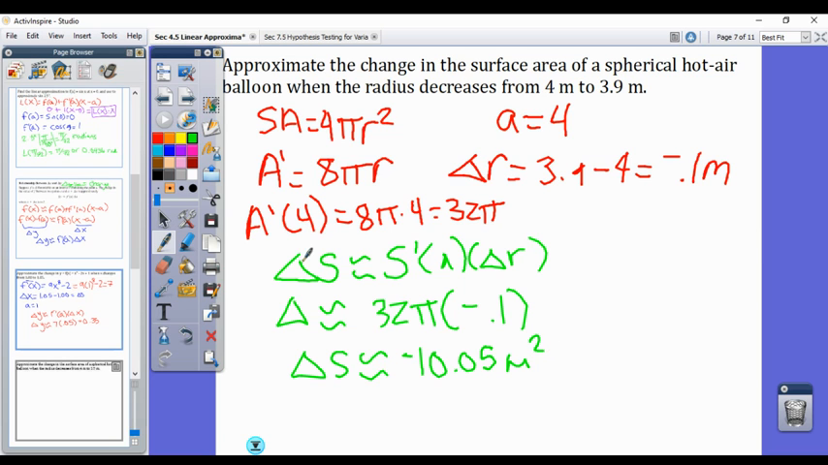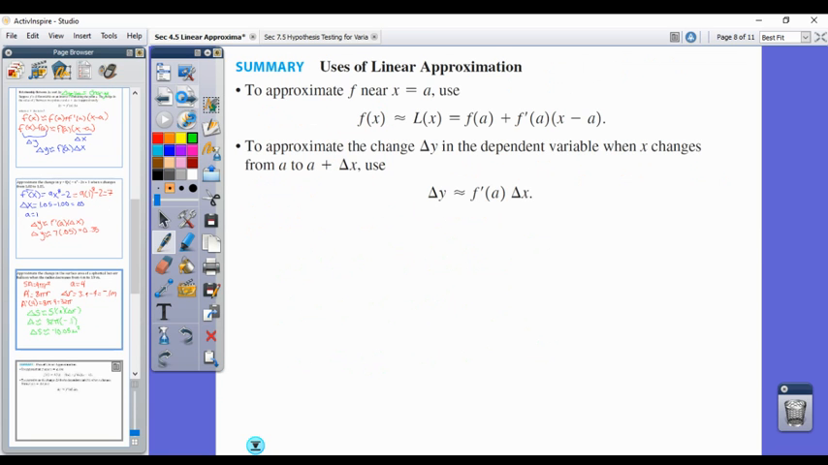All right, so there are two formulas that you can use for this function. If you are trying to approximate the function value near some value, then you're going to use the first one that we learned. And if you're trying to approximate the change in y, you're going to use the second formula.